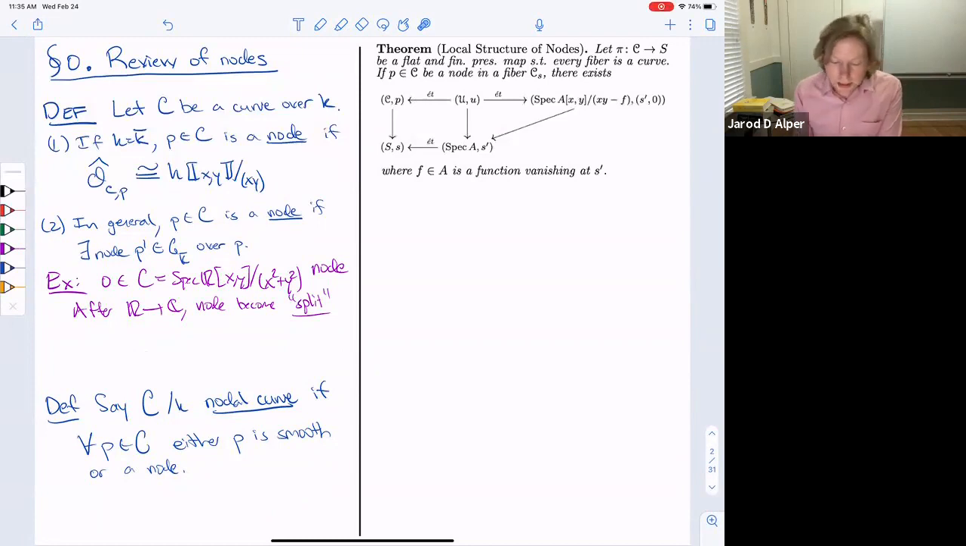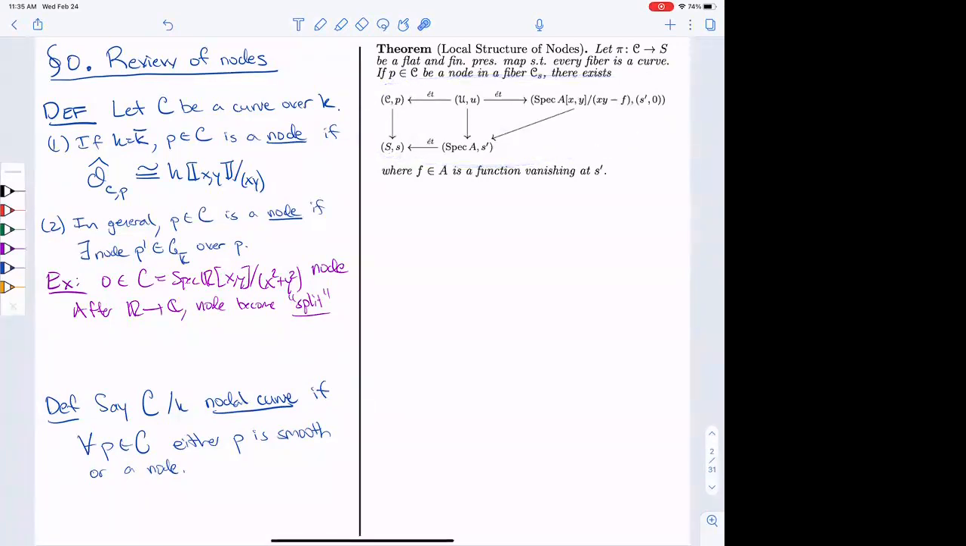Right, and then the main result we had last time is this local structure theorem, which tells you not just how nodes look in a curve over a field, but also what they look like in families. So we have a general setup where we're considering a morphism that's flat and finitely presented, where every fiber is a curve. And then if you have a point which is a node in the fiber, and in particular that means that the fiber is reduced at that point, then étale locally you have such a diagram.